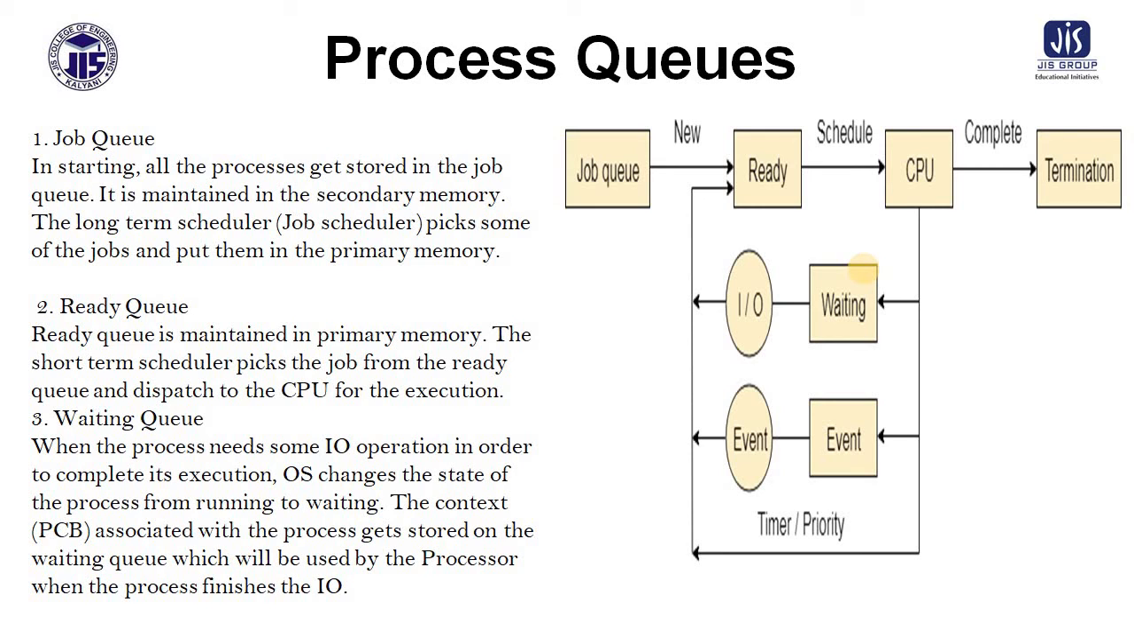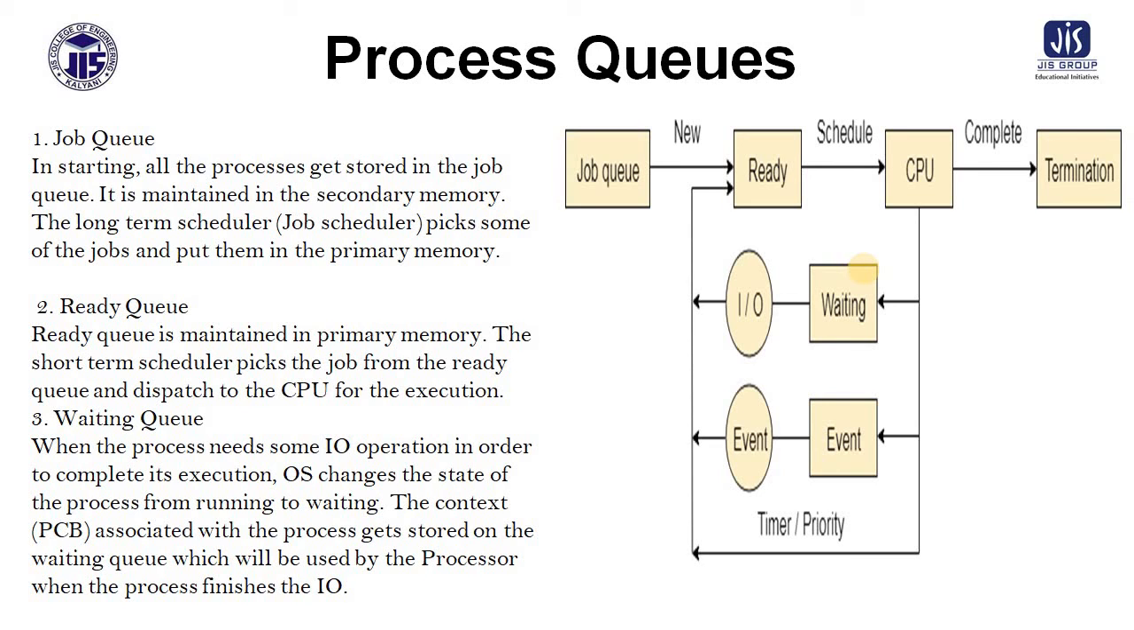Now the ready queue. The ready queue is maintained in primary memory. So remember, the job queue will be on your computer's hard drive and the ready queue will be in your computer's memory. Between the job queue and the ready queue, there is a scheduler called the long-term scheduler. Between the ready queue and the CPU, there is another scheduler called the CPU scheduler or the short-term scheduler, and the short-term scheduler is very fast. The short-term scheduler picks the job from the ready queue and dispatches it to the CPU for execution.